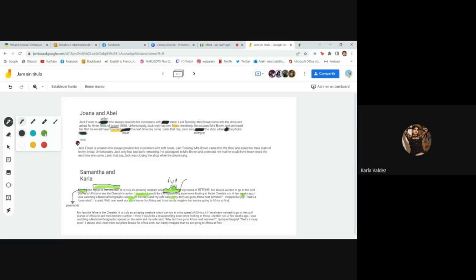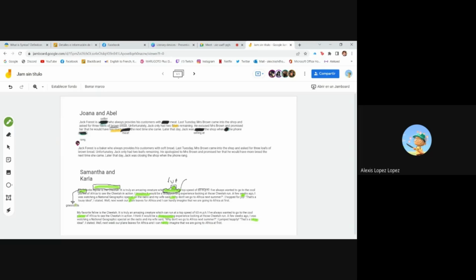A few weeks ago, I was watching National Geographic on the TV, and my wife said, "Why don't we go to Africa the next summer?" I jumped happily. "That's a lousy idea," I state. Well, the next week, our plane leaves for Africa, and I can imagine that we are going to Africa at first.